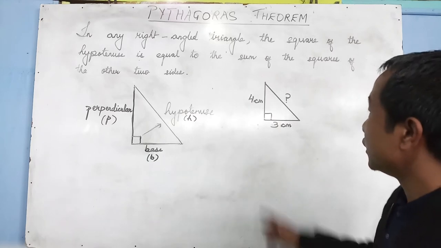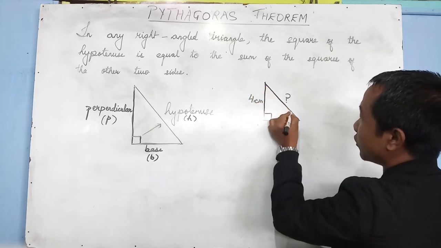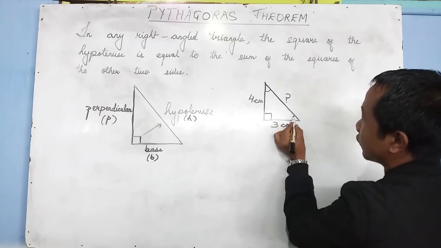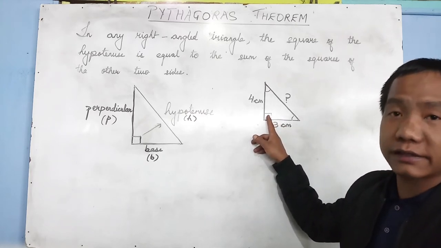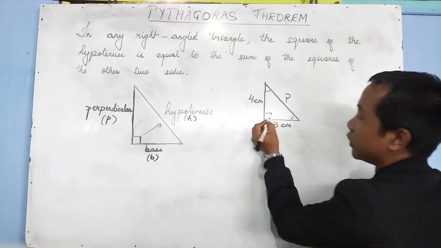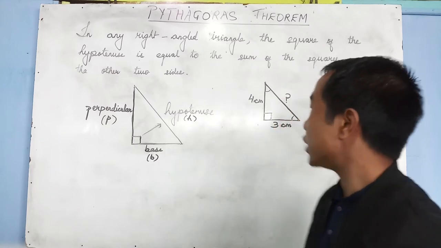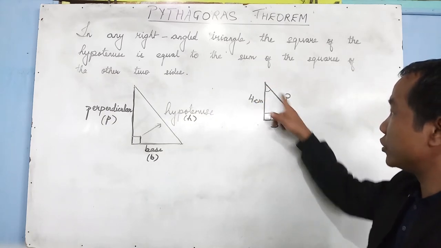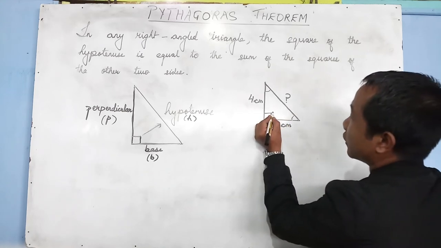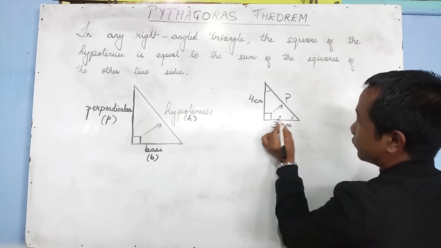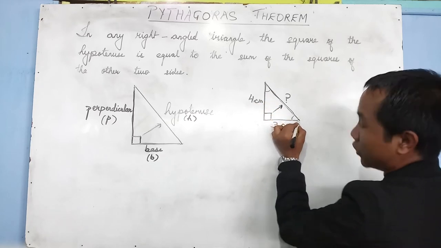Here is the example. This is a right angle triangle. We can say that this triangle is a right angle triangle because out of the three angles, one angle measures exactly 90 degrees. In any triangle, if one angle is 90 degrees, that triangle is called a right angle triangle. So we can say that this triangle is a right angle triangle, and the side opposite its 90 degree angle is the hypotenuse.